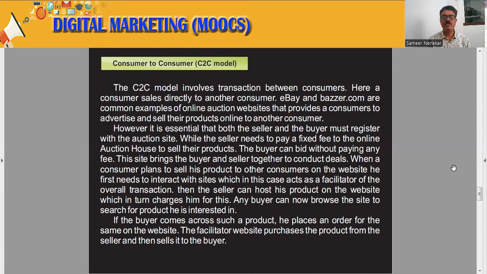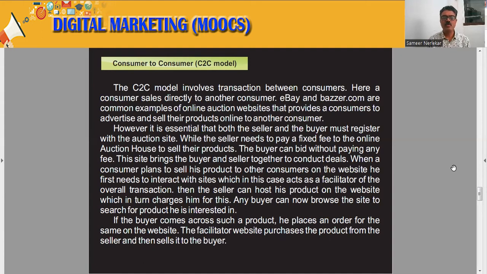While the seller needs to pay a fixed fee to the online auction house to sell their products, the buyer can bid without paying any fee. This site brings the buyer and seller together to conduct deals. When a consumer plans to sell his product to other consumers on the website, he first needs to interact with the site, which in this case acts as a facilitator of the overall transaction.